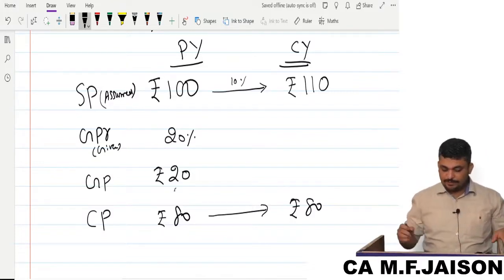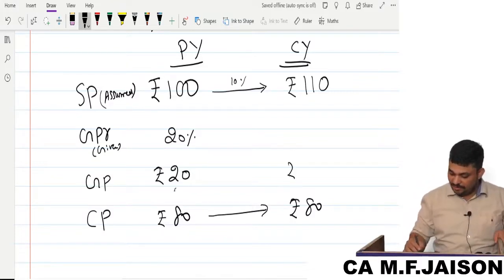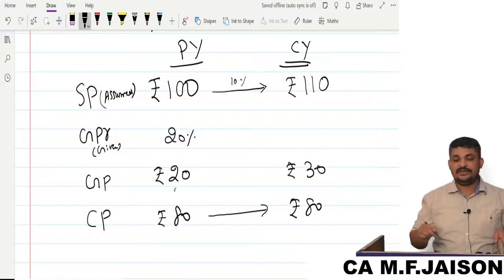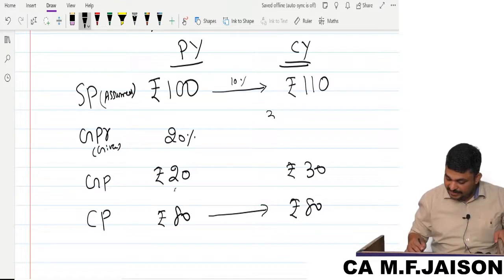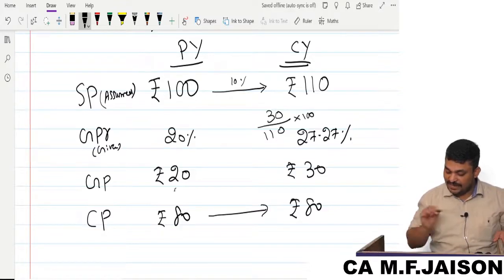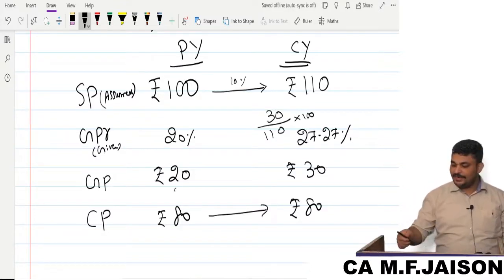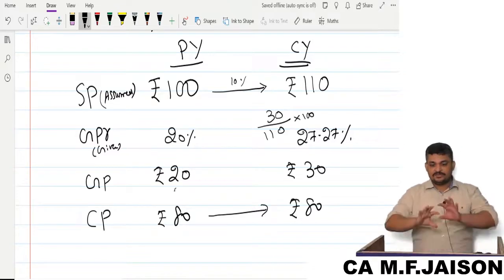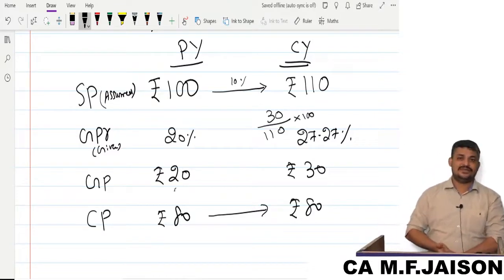So what do you think the profit is? Profit is equal to rupees 30. What is the profit percentage? The profit percentage will be 30 divided by 110 into 100. So it comes to a very unique percentage, 27.27%. It is not 22, it is not 30. So this is how you should be computing.